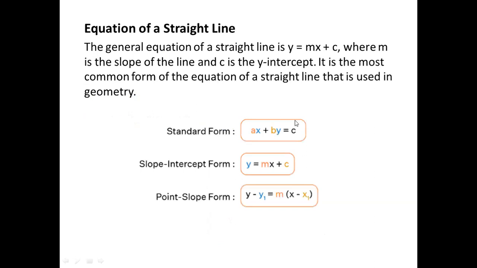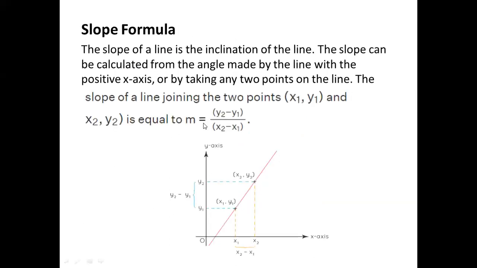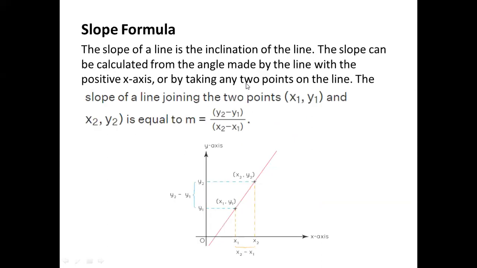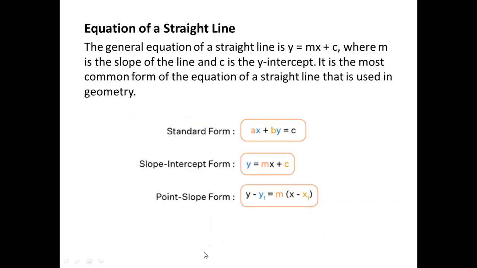So now we have the equation of the straight line. This was just the slope. Now we need to write down the equation. The general equation of a straight line is y equals mx plus c, where m is the slope that we calculated before, and c is the y-intercept. That means the point where this line crosses the y-axis.